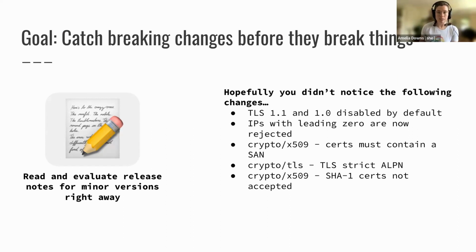For example, you probably did not notice any of the following breaking changes to Go. And if you did, you got a nice error at template rendering time instead of a runtime error that took down your foundation. For example, when TLS 1.1 and 1.0 were disabled by default, or when they changed IP parsing standards with leading zeros, or some changes to SAN requirements. Hopefully you didn't notice any of those.